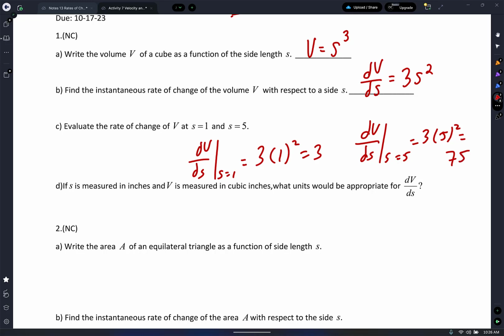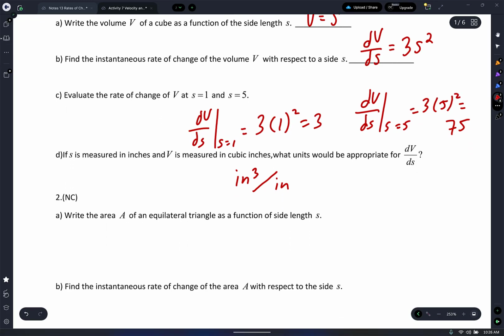If s is measured in inches and v is measured in cubic inches, what units would be appropriate for dv/ds? Cubic inches per inch. Do not cancel and call that square inches. That's not how this works. Because we're saying dv/ds. So cubic inches per inch. Are we still cool? Yeah. Okay. All right, so there it is.